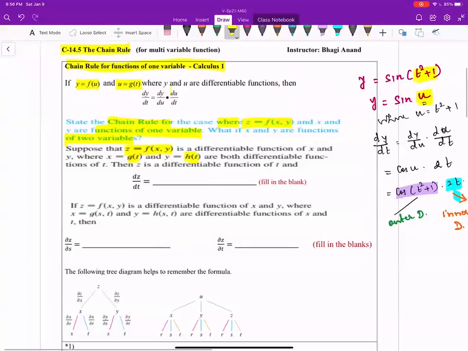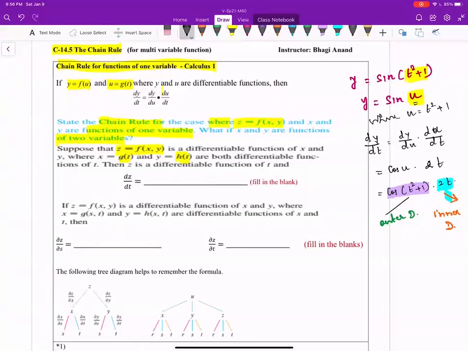If you have to see a picturization of this, z is a function of two variables, x and y, so it's branching out. Then x is a function of t and y is also a function of t.